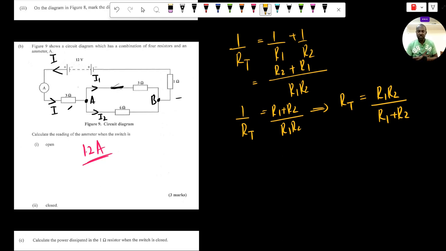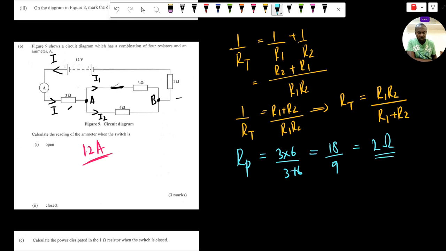So what this basically shows is that if two resistors are connected in parallel, their total effective resistance is simply the product of their resistances divided by their sum. And so for the parallel branch, we can say the effective resistance, let's call it Rp, would be equal to 3 times 6 divided by 3 plus 6, which gives us 18 divided by 9, which gives us 2 ohms. So essentially, this parallel combination of 3 ohm and 6 ohm resistor is equivalent to a single 2 ohm resistor.